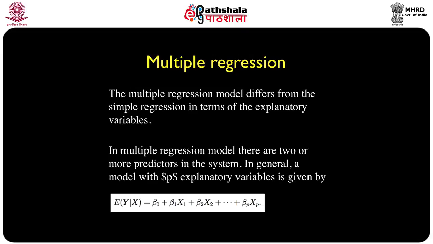In general, in a model which has p explanatory variables x1, x2, up to xp, and y is the response variable, then the expectation of y given the vector of predictors x is given by beta naught plus beta 1 x1 plus beta 2 x2 plus up to beta p xp, where beta naught, beta 1 up to beta p are called the regression coefficients and x1, x2 up to xp are the p predictors.